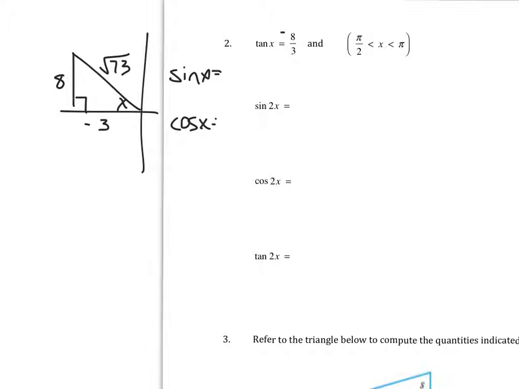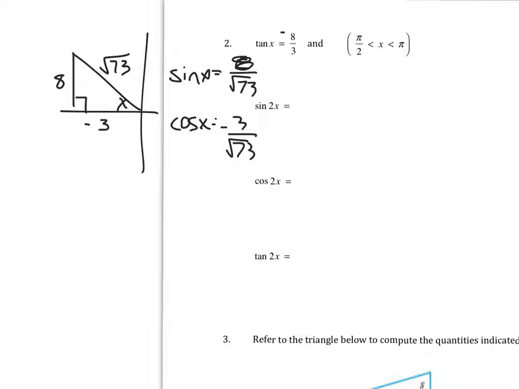That's a good question. I was not going to, and there's a reason why, and I can show you why in a second. So that's a great question. What is sine of x? 8 over square root 73, and what's cosine? All right, and here's why I was not going to.